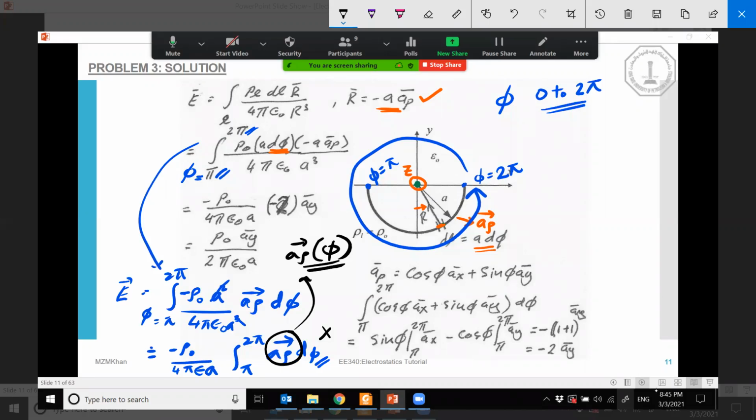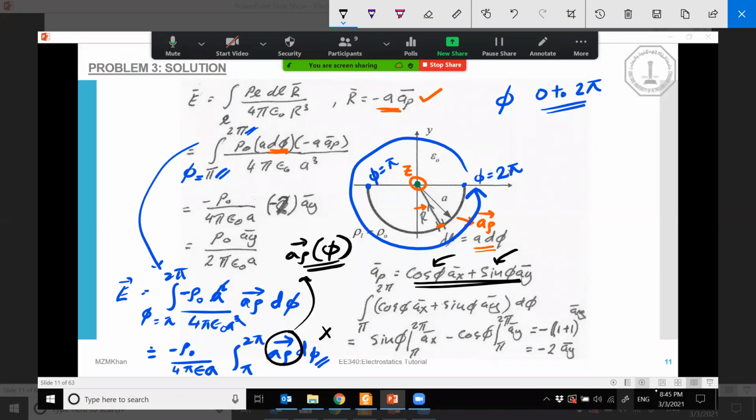And how do you know that it is a function of phi? Just try to visualize it from the Cartesian coordinate system. Try to transform this into Cartesian coordinates, then you will know. If you have a doubt, try to visualize this a rho vector in Cartesian coordinates. And if you see, the a rho vector in Cartesian coordinates is cos phi ax plus sine phi ay. So see, it's a function of phi. So it cannot go outside the integration. So you need to be careful with this one.